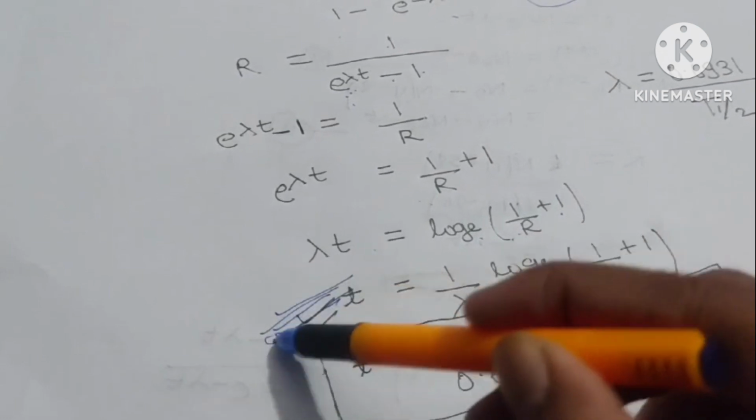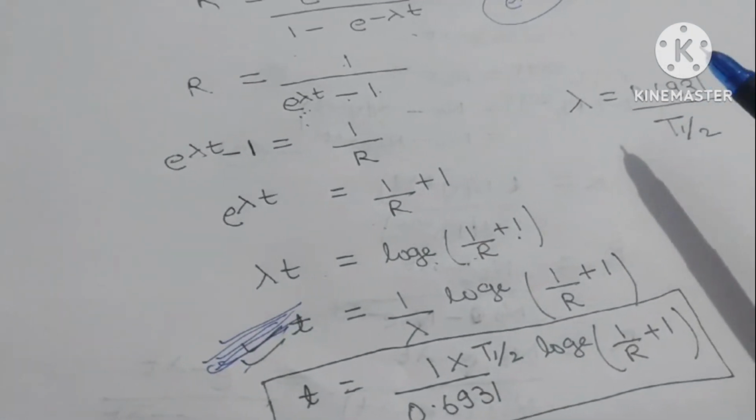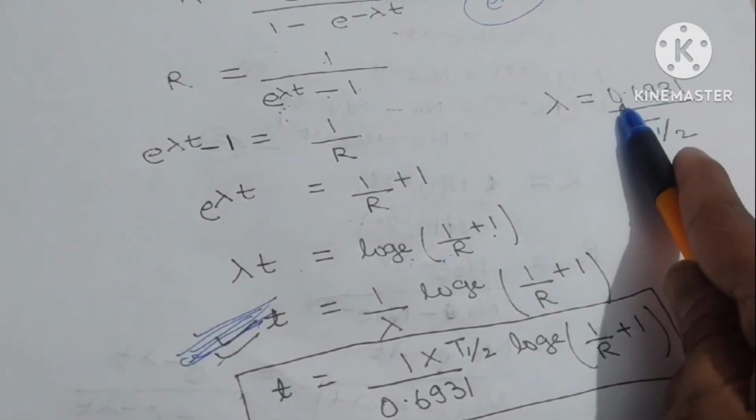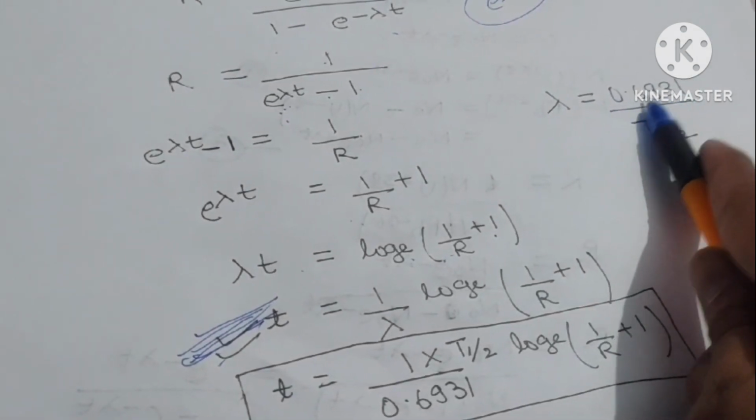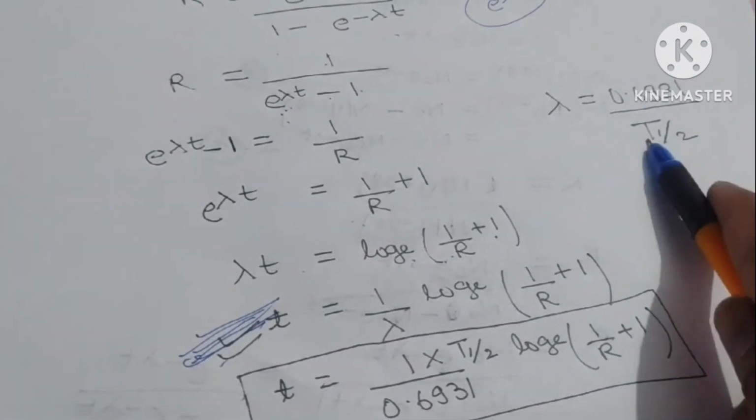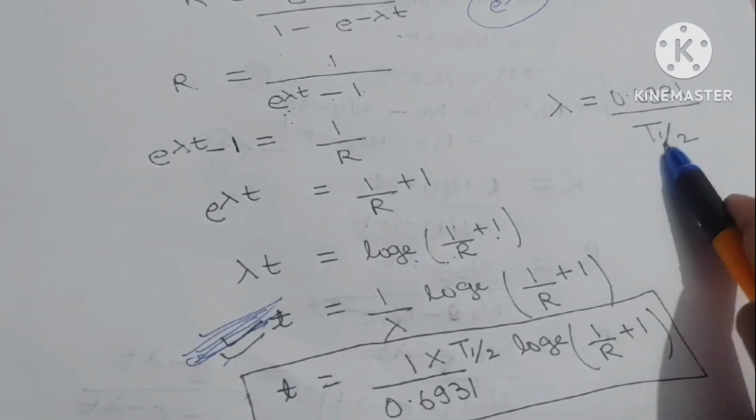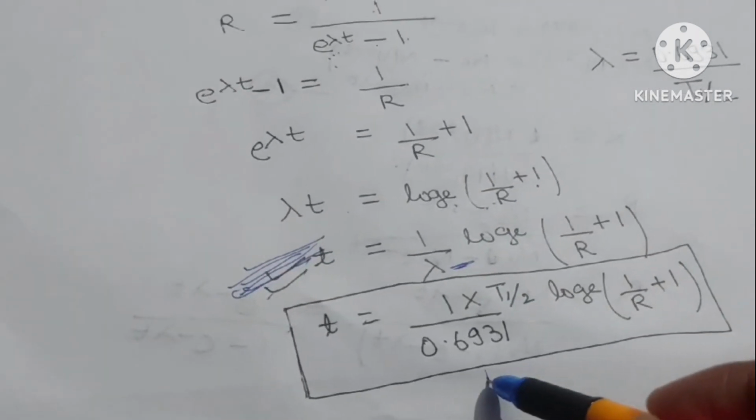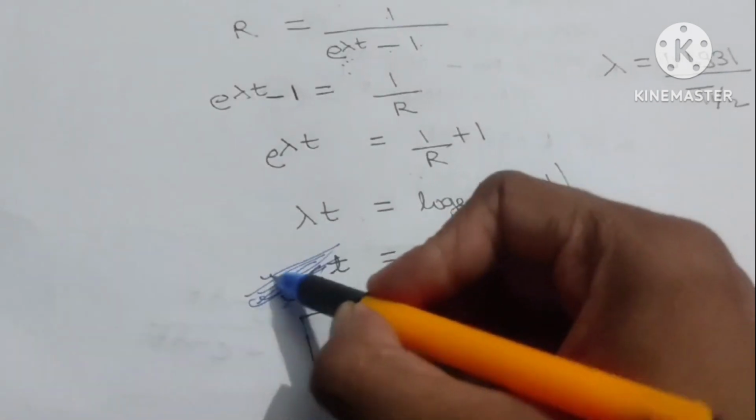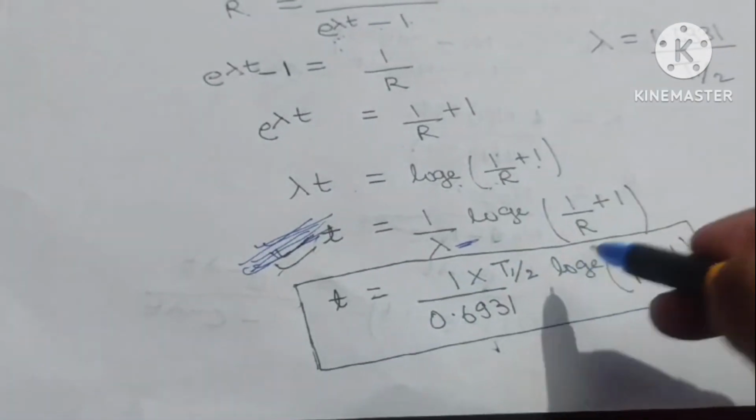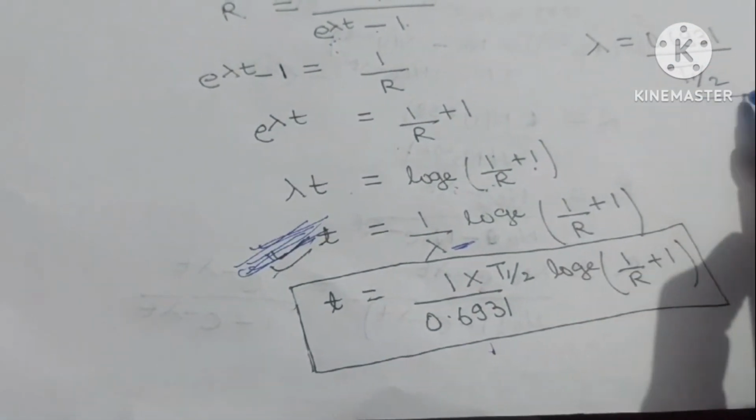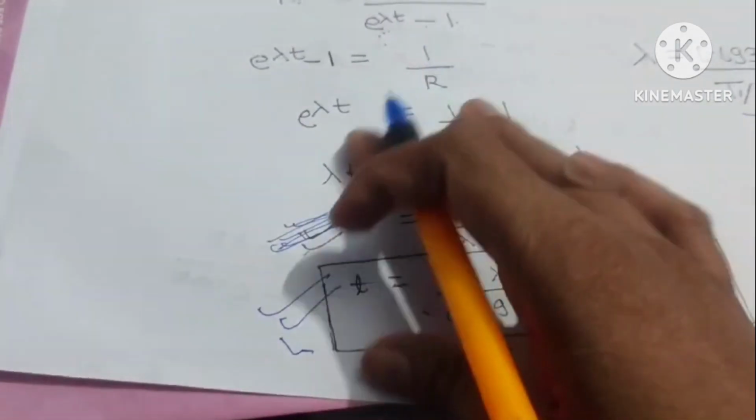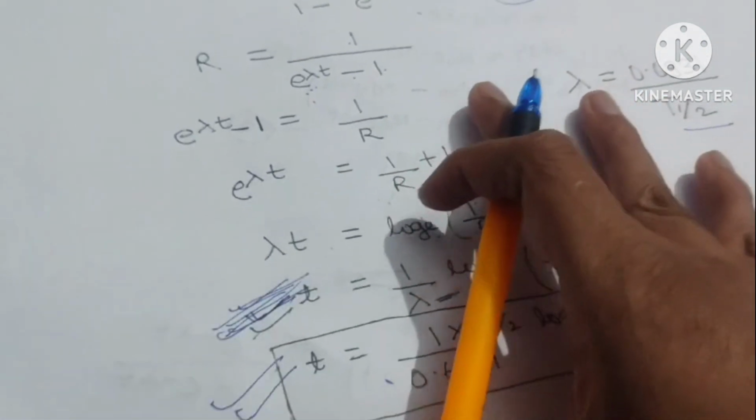This is our fundamental equation. But if you want to go further ahead, you have to write lambda equal to 0.6931 by half-life. So when you put in the lambda, we'll get this further equation. This is the fundamental equation, but if you want to go further, put this value here and you will get the proper equation. Okay, so this is all about it. Thank you for watching.